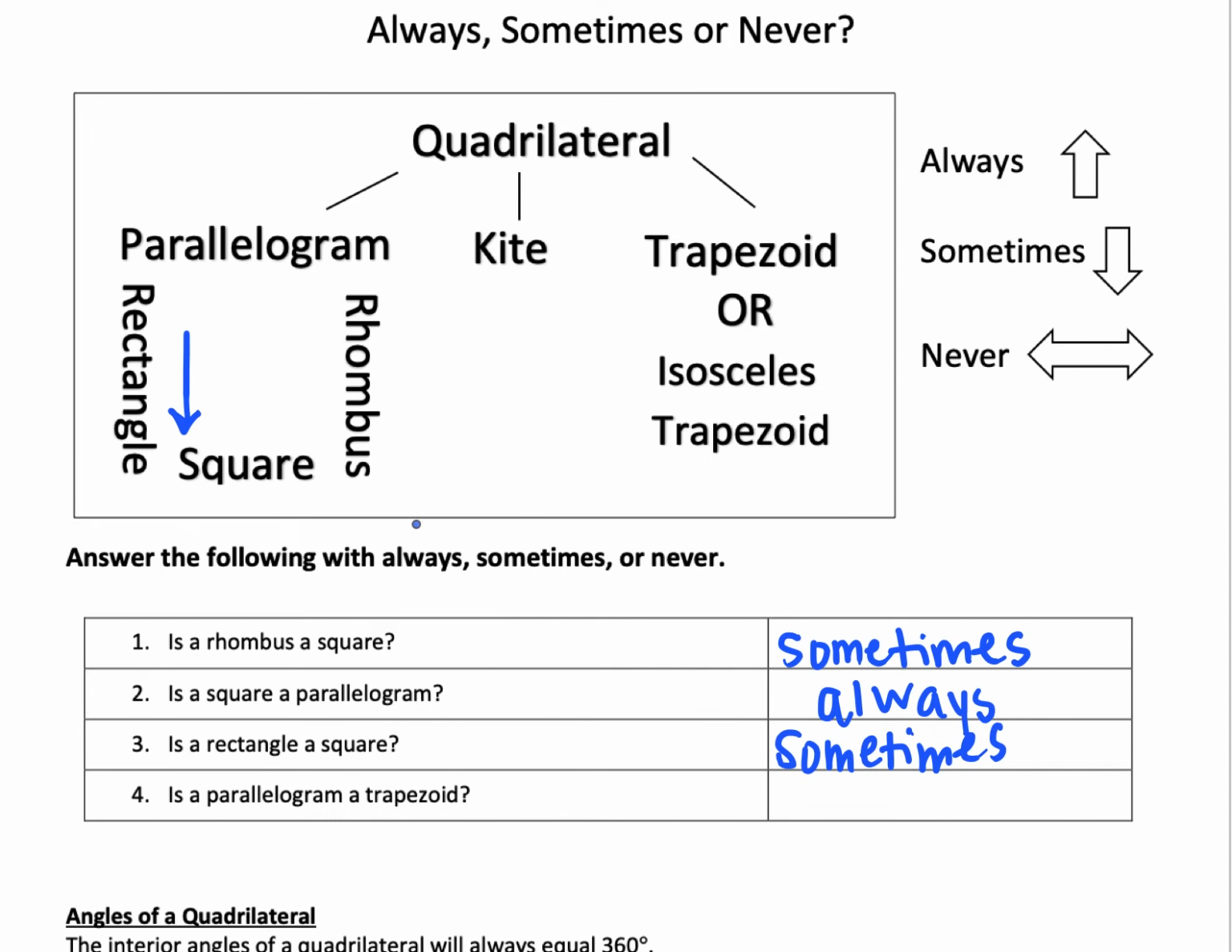Now the last one we have is, is a parallelogram a trapezoid? So to get from parallelogram to trapezoid on this chart, we have to go sideways. So whenever we have to go sideways, that's going to mean never. And that's because a parallelogram always has two sets of opposite sides that are parallel, whereas a trapezoid only has one set of opposite sides that are parallel. So those will never be the same.